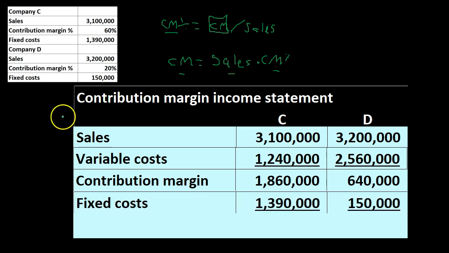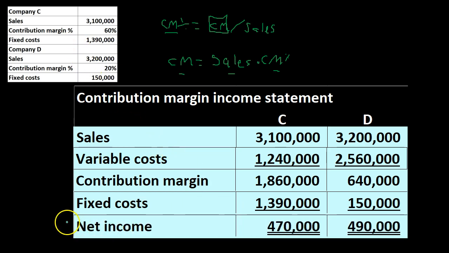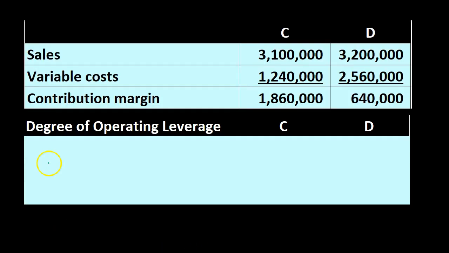Then we're going to have the fixed costs. Those are given, so those are pretty easy. They don't change. They are what they are. They're given in the problem, and they're very different. We got the 1,390,000 versus the 150. If we subtract those two out, then we get the net income. So this is going to be our starting point. This is basically our net income calculation with a contribution margin type of income statement.